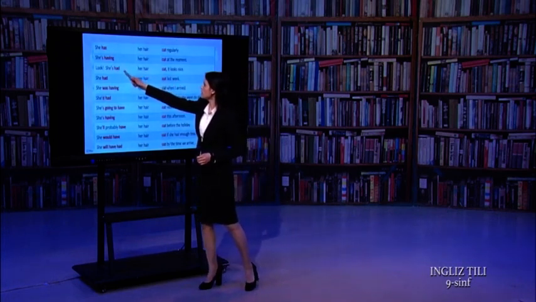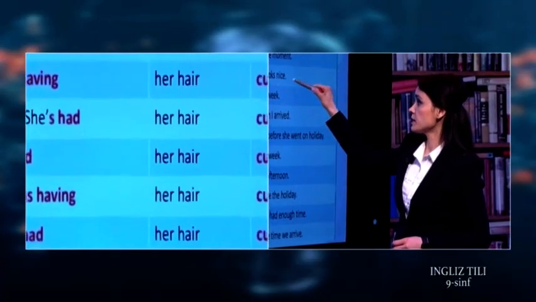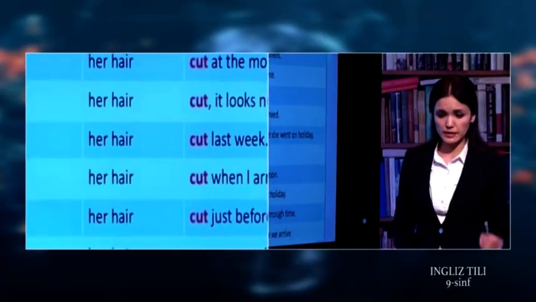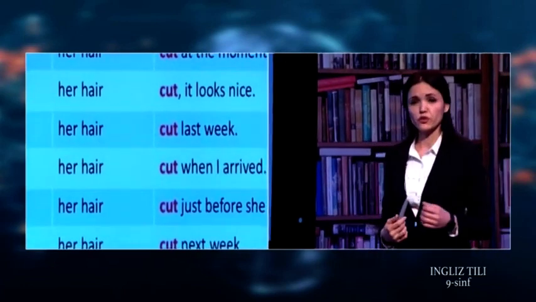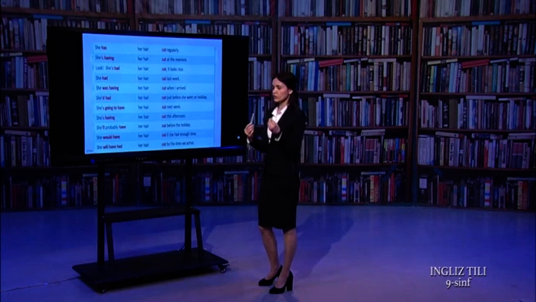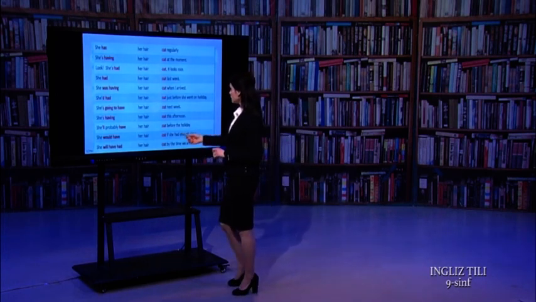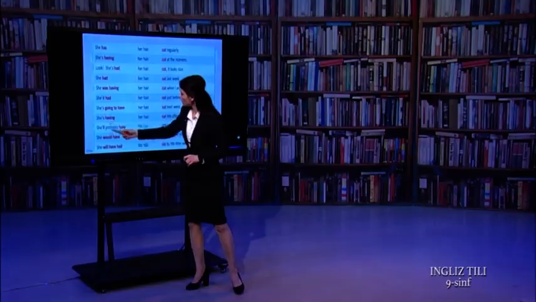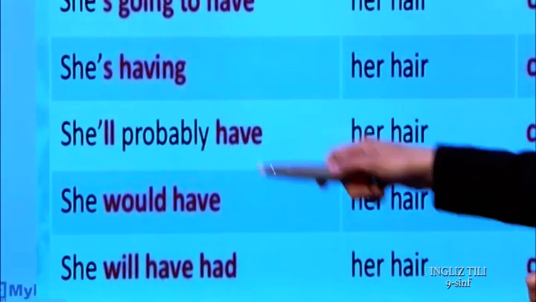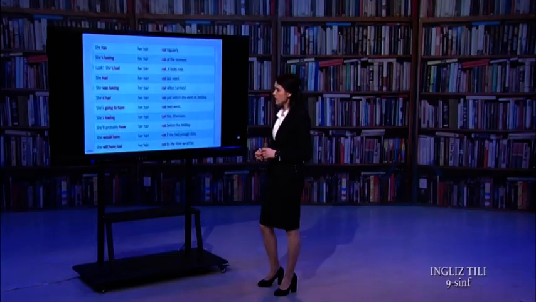Here, she has had her hair cut. It looks nice. This is the signal word, it looks nice. That means she is in front of you and you are giving some commands that she looks really nice. That means she has had her hair cut recently or a minute ago. Well, and probably, you see the signal word of future tense, probably. She will probably have her hair cut before the holiday.